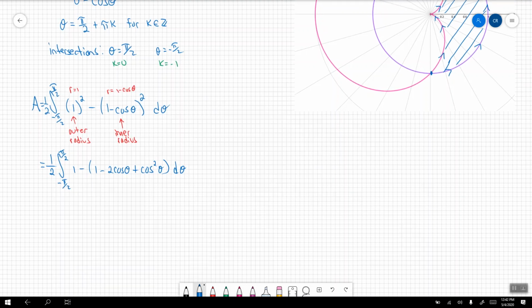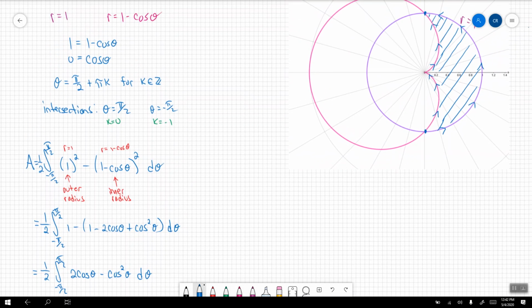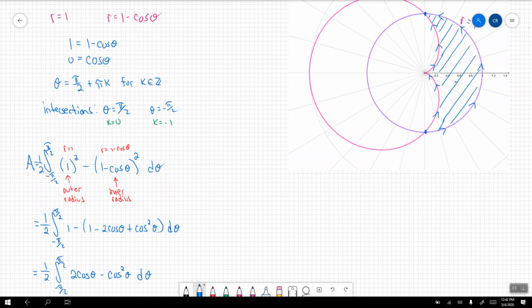The ones are going to cancel, so that's not too bad. All right, again, I still have the half there, so I'm going to keep the half out there. Negative pi halves to pi halves, the ones cancel and the negative distributes. So we have 2 cosine of theta, because the negative is distributing, minus cosine squared theta, and this is d theta.